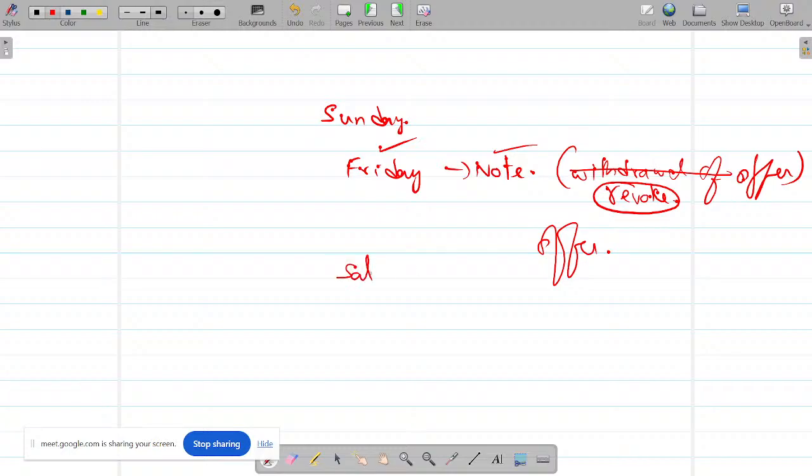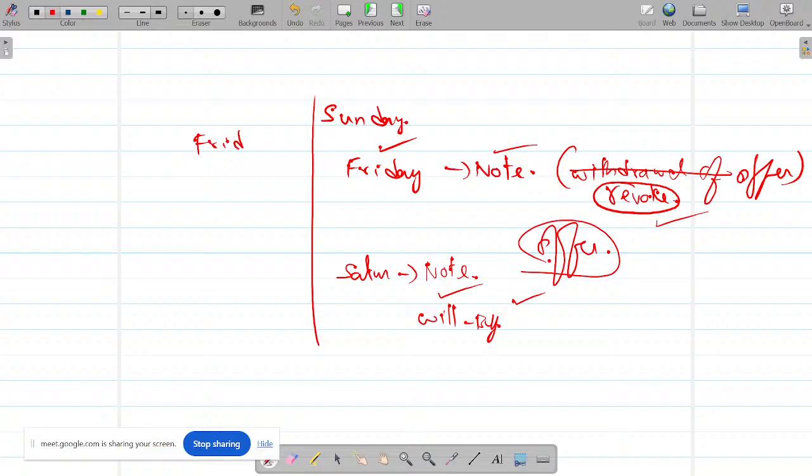If on Saturday you send a note, I'm willing to buy your car, ma'am. You're willing to buy the car. See, there is no offer. Then how can you talk about Saturday's acceptance? It has been properly revoked. Let me go the other way.